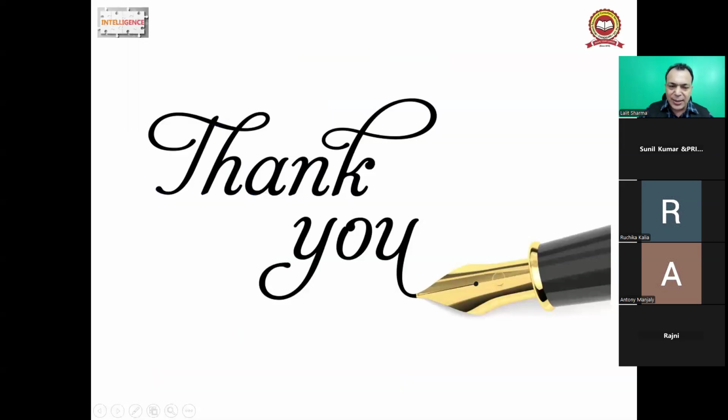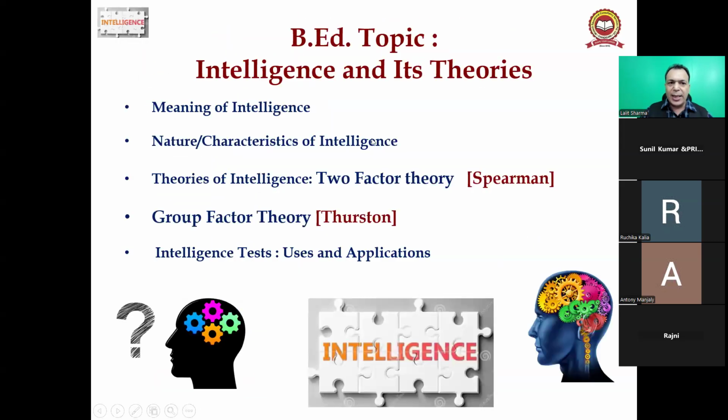So thank you so much, guys. I hope you have understood today the meaning of intelligence, nature and characteristics of intelligence. Two theories: one developed by Spearman and one is Thurstone's group factor theory. And last we discussed intelligence tests, and their uses and applications, right? So these notes I have already given to you. All these things are in the notes, okay? You can learn the whole thing from there. Thank you so much, guys, for this class. Thank you.